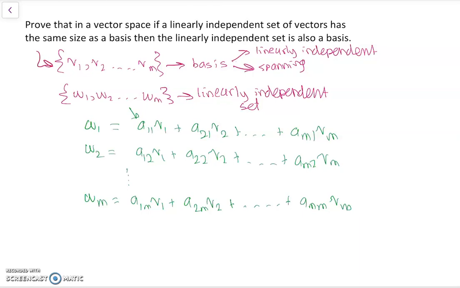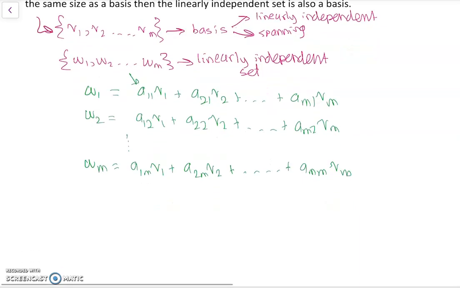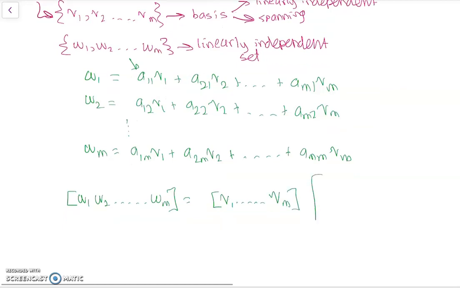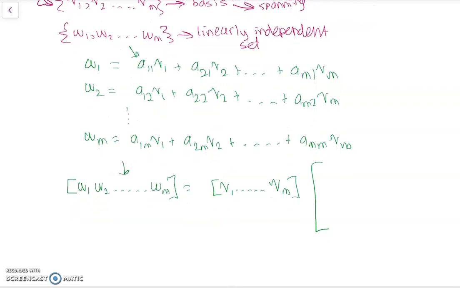Now we can represent this in matrix form. We can write a row of all the vectors w, and this will equal a row of all the v's times a matrix A. This will be matrix W, this will be matrix V, and matrix A will look like this: A11, A21 up to AM1, and this goes across to A1M and down to AMM. This is A.